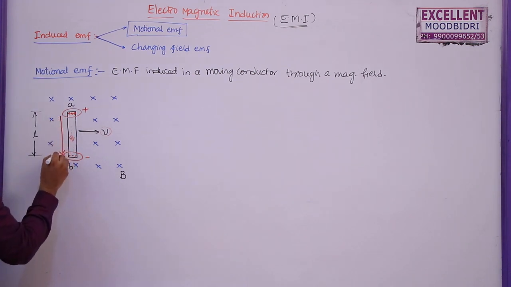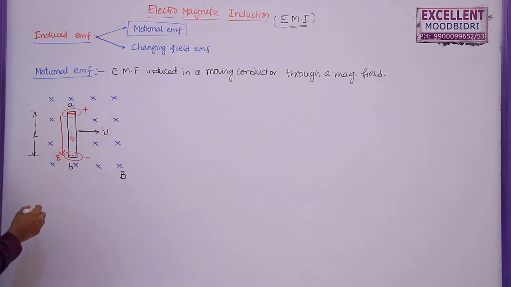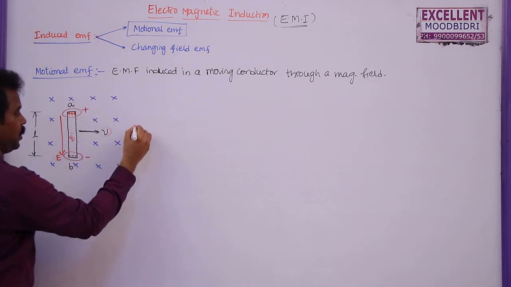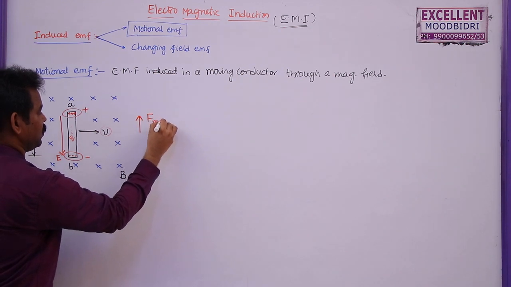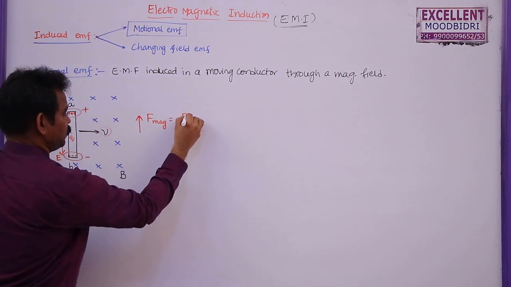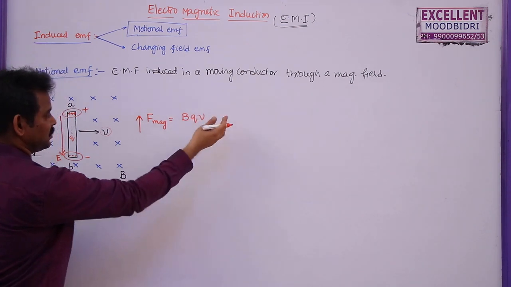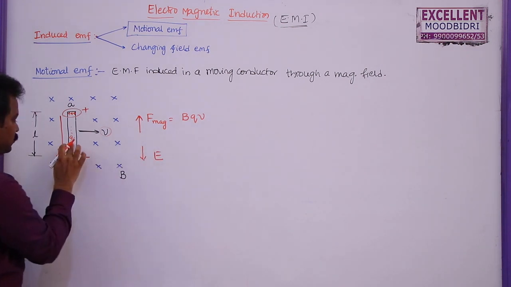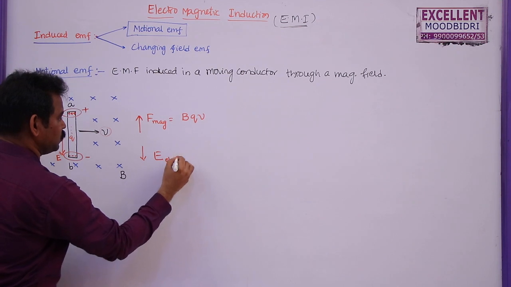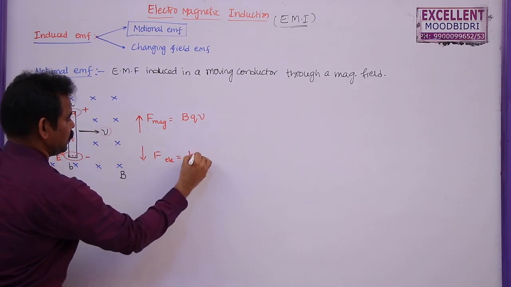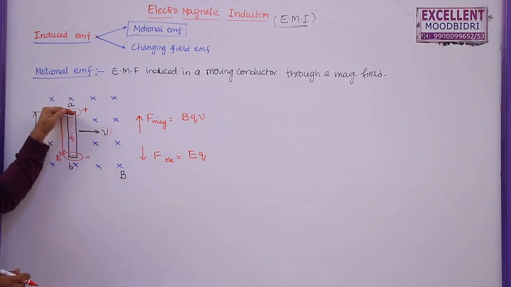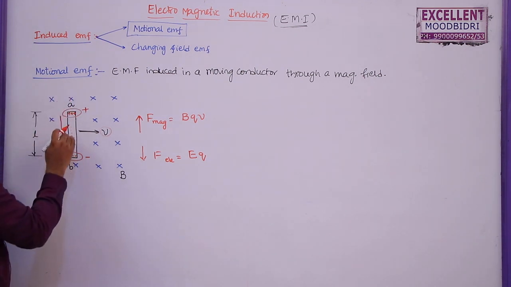So the electric field will act vertically downwards. I am denoting this electric field with E. Due to the motion of this charge in the magnetic field, it is experiencing a magnetic force vertically upwards. Here, the magnetic force is vertically upwards according to Fleming's left hand rule, which is given by BQV sin 90, which is 1. Similarly, due to the electric field, the same charge will experience another force, that is the electric force. The electric force is given by electric field strength times charge Q.